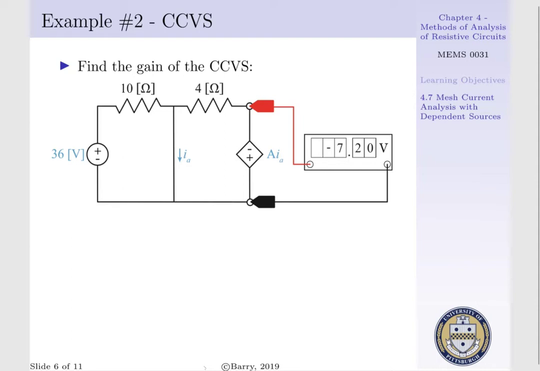volts. Now note that the positive terminal is connected to the negative terminal of our CCVS and vice versa. Thus, our actual voltage potential across our CCVS is 7.2 volts.